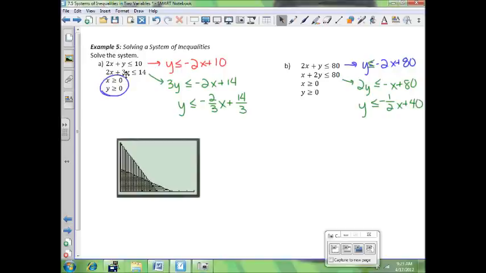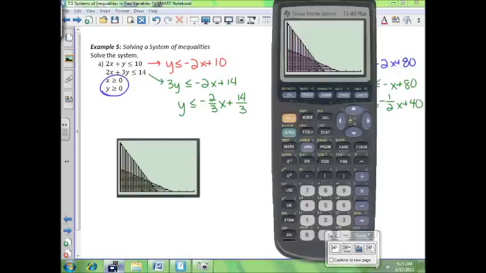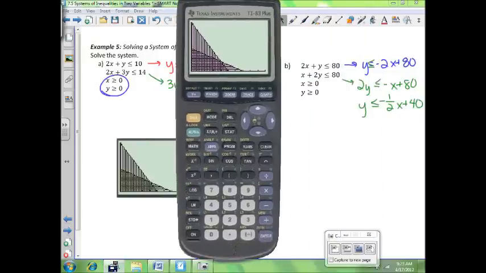Now, the good window that you can use here is, you have to think about what your x min and x max would be, y min, y max. Well, it says x is greater than or equal to 0, y is greater than or equal to 0, so my window is still going to start at 0. My max, if x was 0, y would be 80. So let's make that 100, with a scale of 10. And again, if y was 0, x would also be 80. So we can make that 100, make that 10. Now, we need to change this equation here to negative 2x plus 80, and negative 0.5x plus 40 for the second.